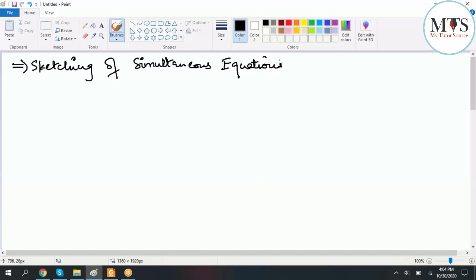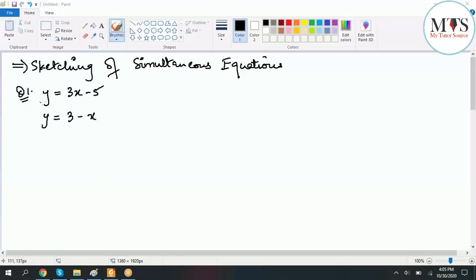So what are the things that we need for sketching a graph? Y equals mx plus c. That is the equation, right?